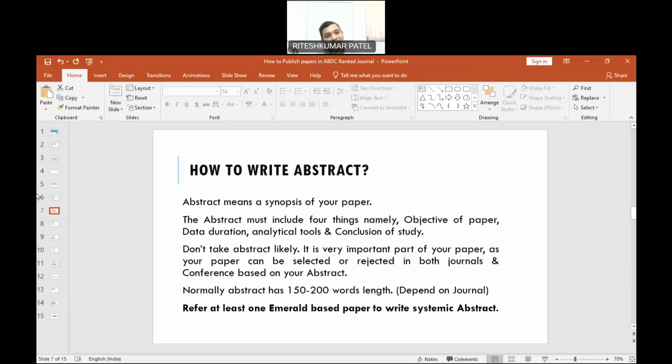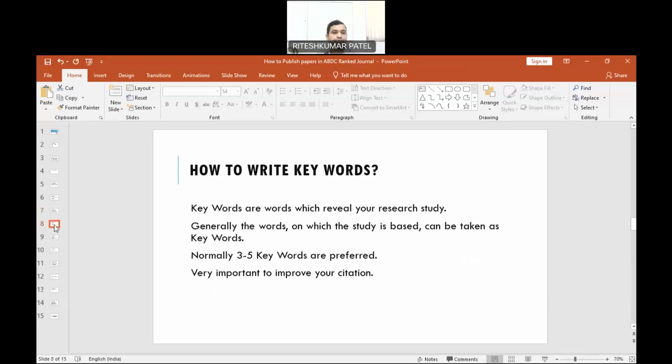Spend a good amount of time writing the abstract. Write each and every word very carefully. Rewrite if required, but write it in such a way that somebody can know about your paper very easily just by reading the abstract.